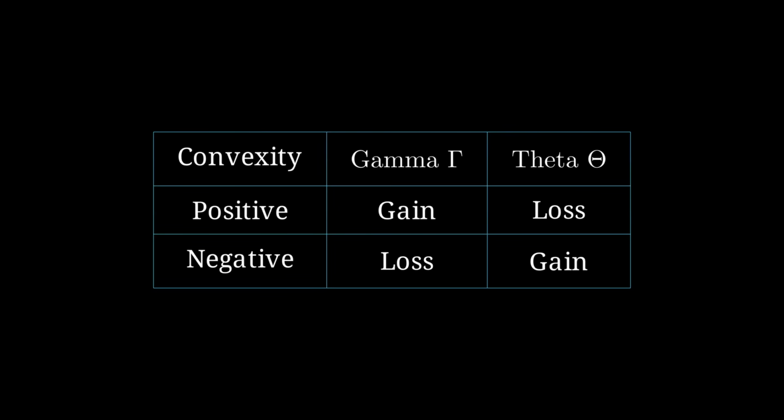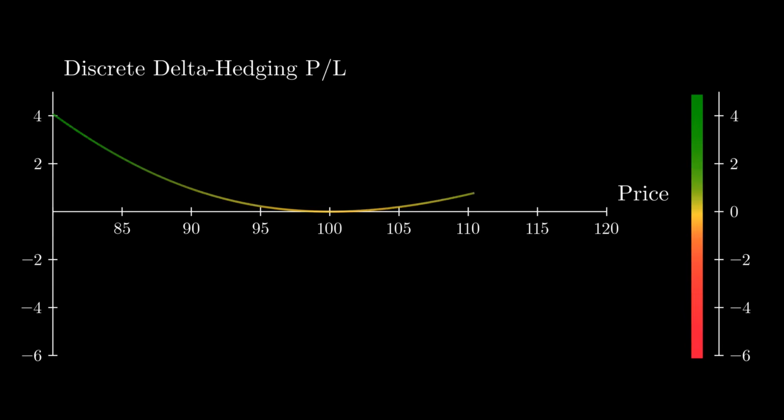And remember, long options are always positive convexity, while short options are always negative convexity. And since long volatility trades are typically entered into by going long options, that means that long vol trades will exhibit positive gamma and negative theta, and the reverse for short vol trades.